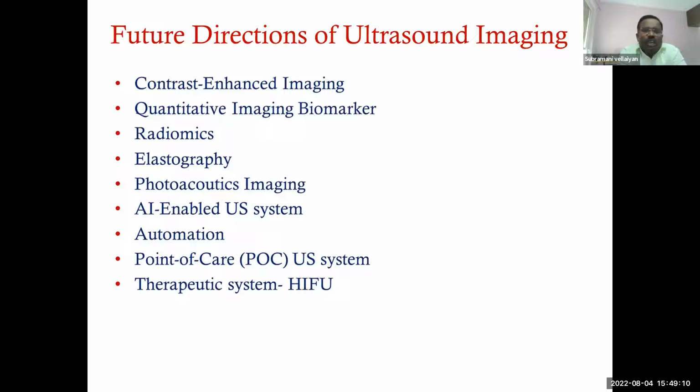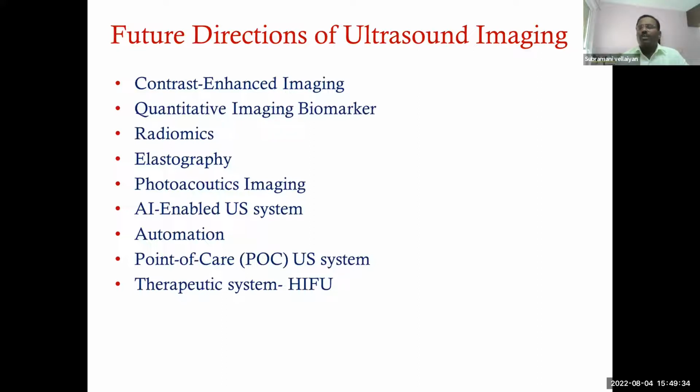Another one is called photoacoustic imaging. This is hybrid imaging. Basically, ultrasound imaging and photoacoustic imaging, based on the photoelectric effect, you'll be able to explore the potential of molecular ultrasound imaging. You'll be able to give contrast enhancement based on the target material. And again, AI is also playing a very important role.